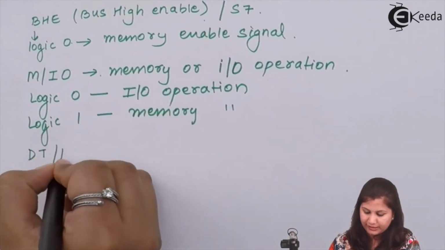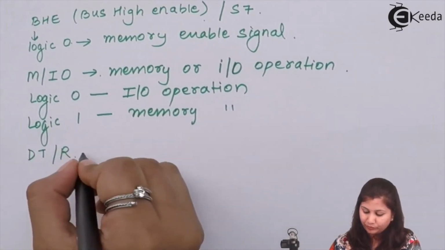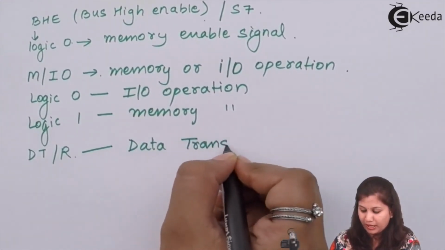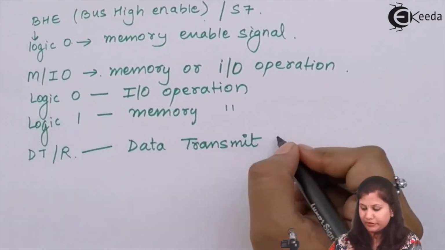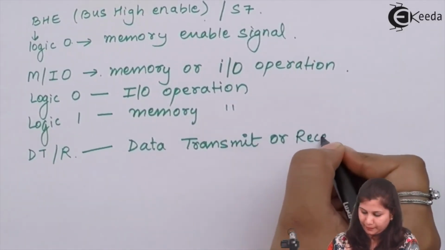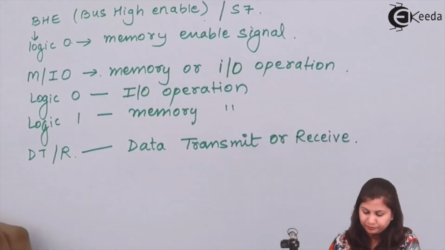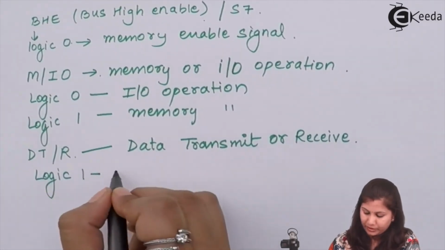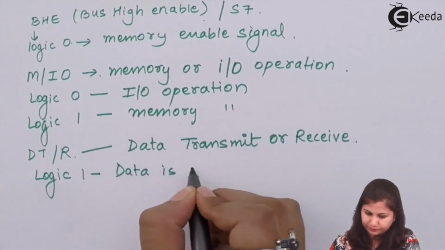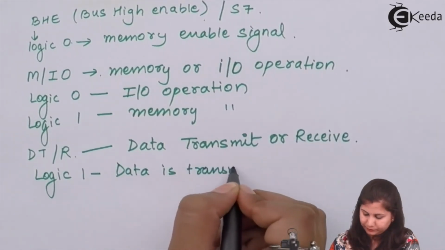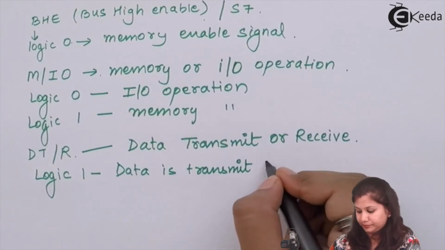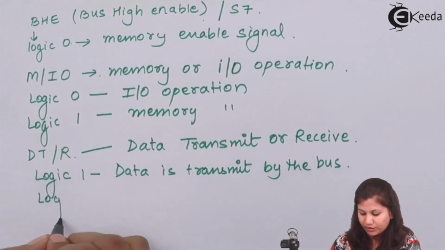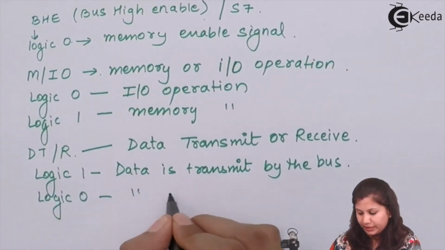Then we have data transmit and receive. This signal is used to decide whether the data is going to be transmitted or received by the microprocessor. So when this is at logic 1, data is transmitted, and when it is at logic 0, data is received.